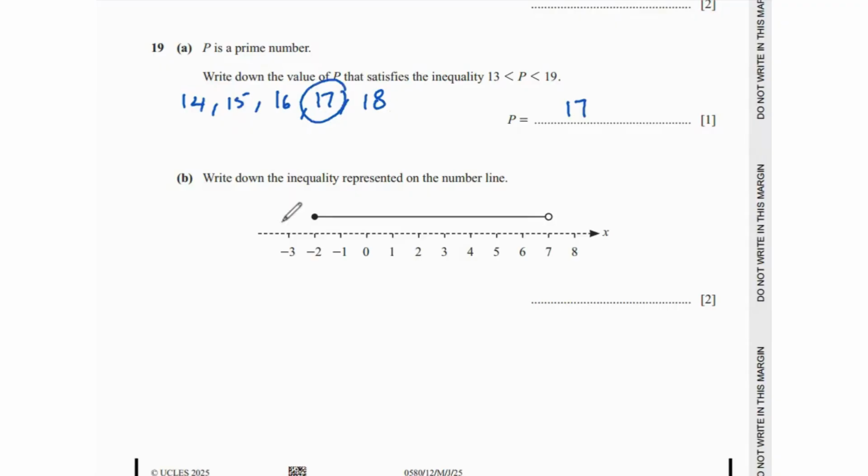Then write down the inequality represented on the number line. So we're between -2 and 7. As I've mentioned in previous videos, in inequalities on a number line, when the circle is shaded on a point, that means that value is included in the range of values. And if a circle is unshaded, that means that value is not included. So over here, for x, it's going to be less than 7, but greater than or equal to -2. -2 is included in the range of values, but 7 is not.